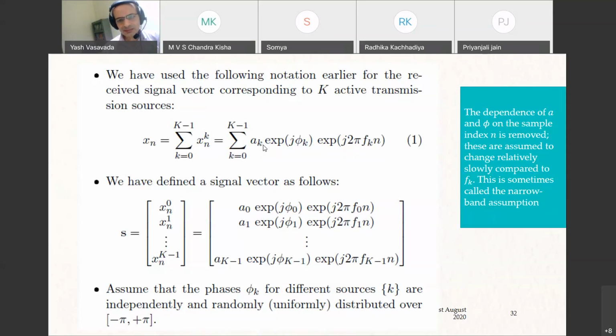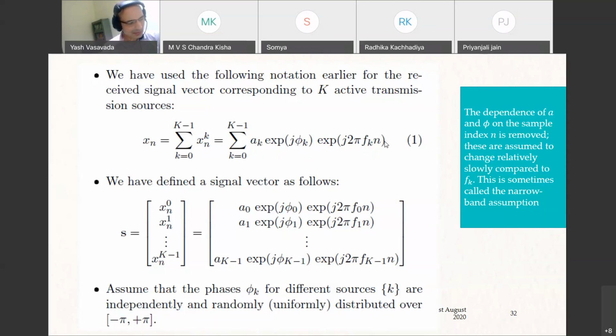Now, if I remove the dependence of A's and P's on the index n, then they just become scalars. They become complex scalars. They don't change the nature of this complex exponential. If I plot the in-phase and the quadrature component, they still are sinusoidal in waveform. It's only that their amplitude gets scaled by some constant A of k. Remember, A of k is now not dependent on n. The same way, phase also gets offset. But that doesn't change the actual waveform as it varies over index n.